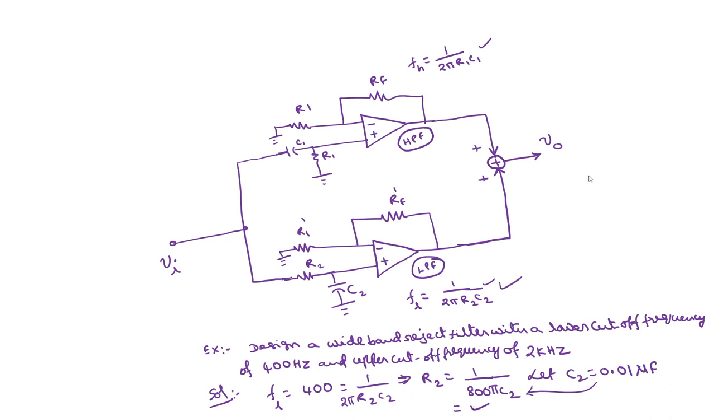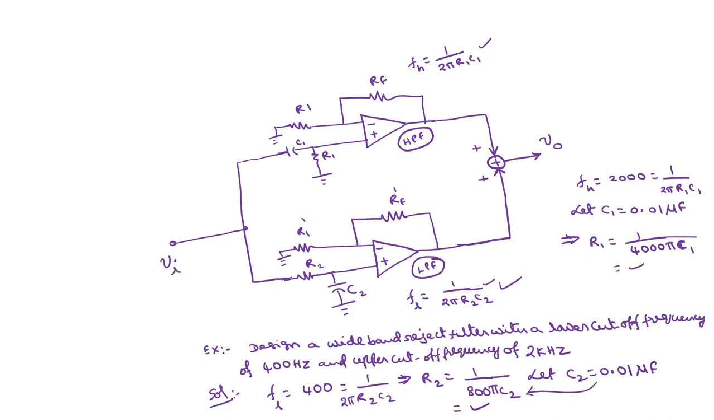And to find R1 and C1, FH is given as 2000, which is equal to 1 over 2 pi R1 C1. Here also let C1 be 0.01 or 0.1 microfarads; it's up to you, we have to take some available value. Then R1 is equal to 1 by 4000 pi C1. If I substitute this C1 value, we will get some R1 value.